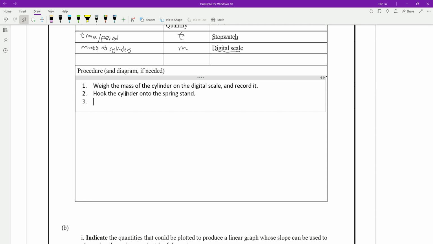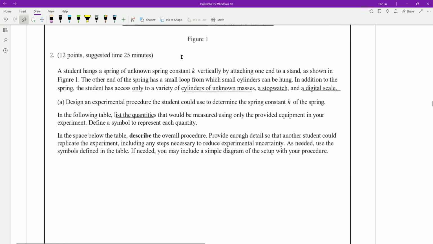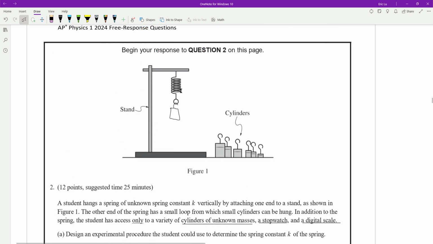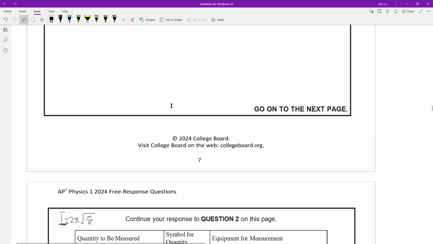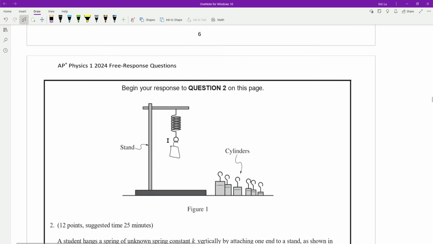Number three would be release the cylinder from rest, because you're originally holding the cylinder from rest, and start the stopwatch, because you want to measure the amount of time it takes for one whole oscillation. So once you release it from rest, that time starts. So when we stop the stopwatch, it would be after one whole period.